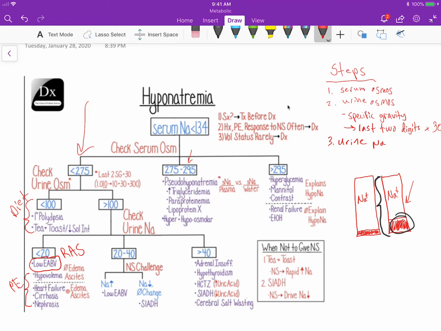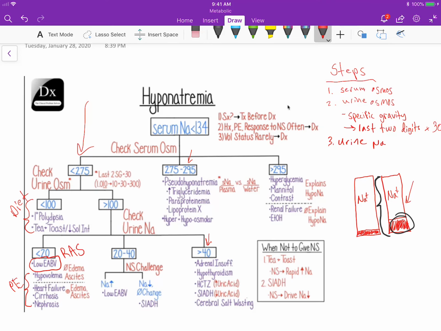All right, so let's go to if we check the urine sodium and we see that it is in fact high. Now there's 5 causes for hyponatremia in the setting of increased urine sodium, and these include number 1, adrenal insufficiency, number 2, hypothyroidism, number 3 is diuretics such as hydrochlorothiazide, number 4, SIADH, which is a diagnosis of exclusion, and number 5, cerebral salt wasting, which I think of a lot like SIADH. All right.